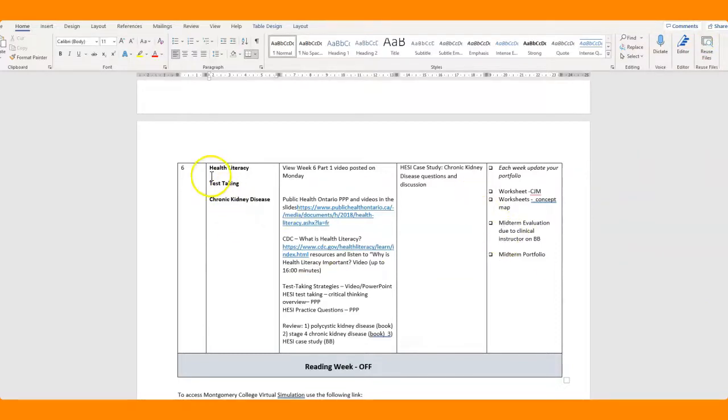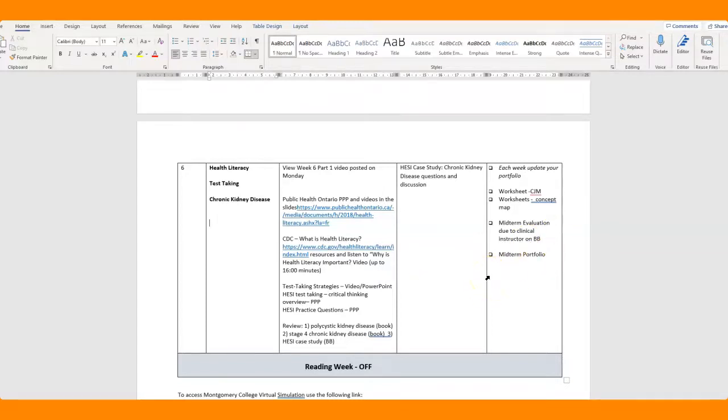Let's look at our weekly schedule and what we're going to be covering in week 6. We're going to focus on health literacy, test taking strategies, and chronic kidney disease, and this will be done through something different than last week and all the other weeks. We're going to be doing a HESI case study. Marian and I will show you the case study and we'll work through the questions together during our class on Thursday. The focus this week will be on that CKD.